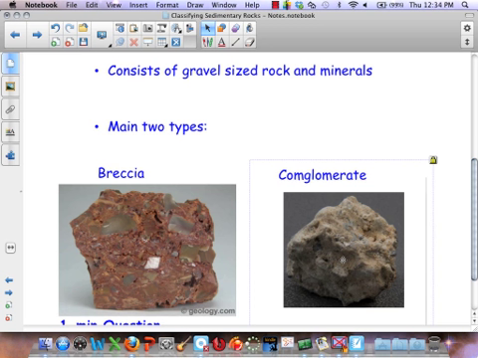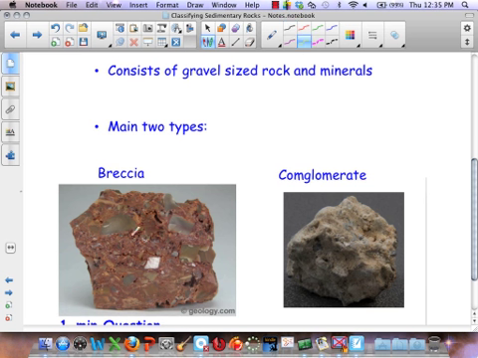Now, I know we talked about this a little bit yesterday. I can't remember if I talked with you or maybe we talked about it in the fourth block. But when we look at these two images, I want you to pay special attention to the shape of the pebbles in breccia and how that compares to the shape of the pebbles in the conglomerate. How do their shapes compare?